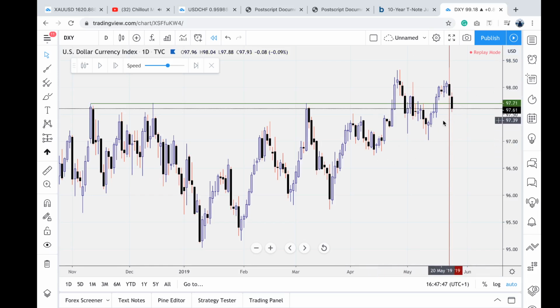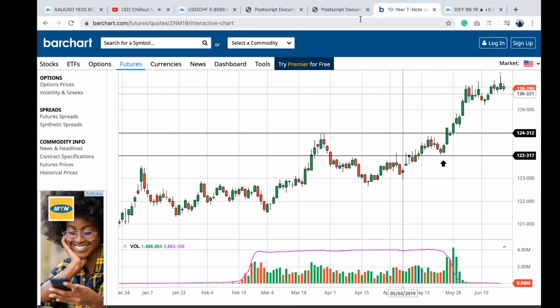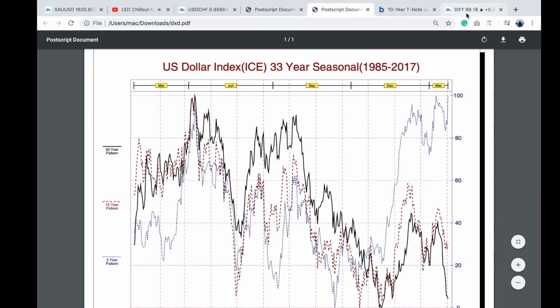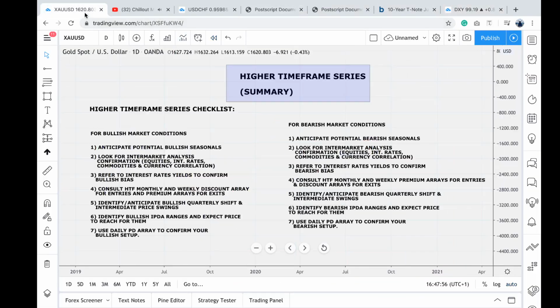So we don't know that yet, but we're anticipating based on what the 10-year treasury note has told us, and also based off what seasonal tendencies has told us. So now, what we're going to do is anticipate bearish correlation being formed in the marketplace. Then number 6 is to identify bearish IPDA ranges and expect price to reach for them.